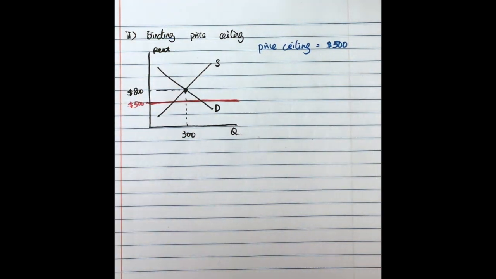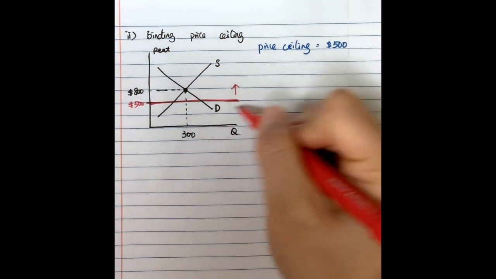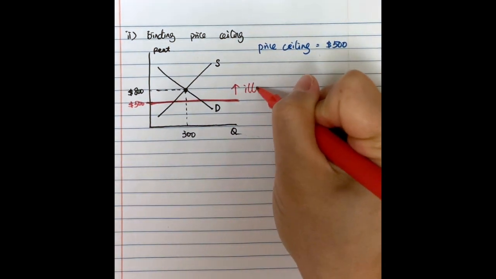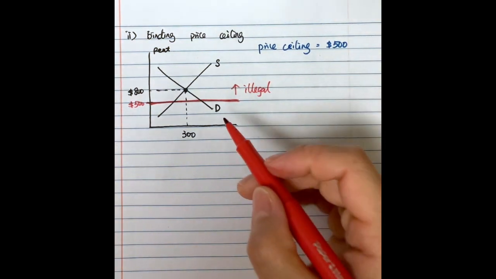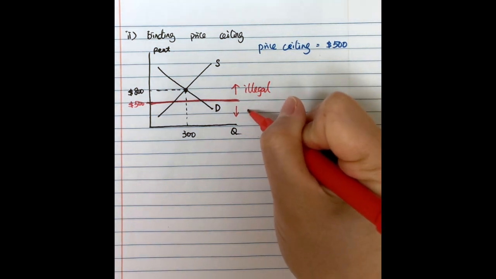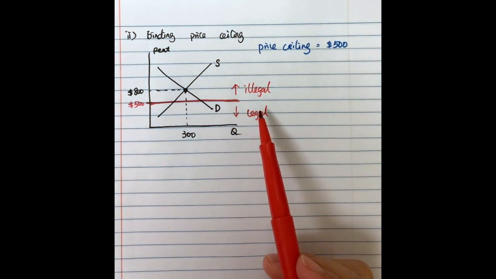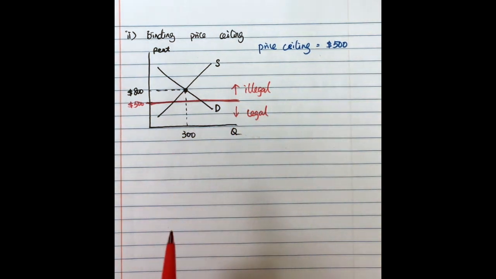Price ceiling is the maximum rent that the apartment owner can charge based on the government's regulation. Therefore, all the rents above $500 are illegal, and all the rents below this 500 are legal, okay? So we now have this price ceiling. And what will happen if the government imposes this $500 as the maximum rent that the owners can charge?